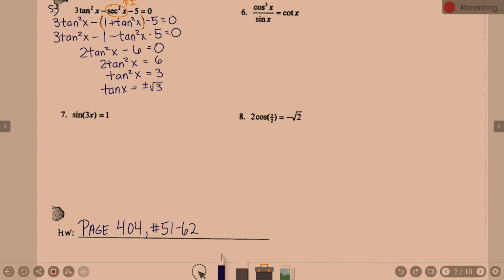So what does your brain really have to think here? My brain is really thinking, when does tangent x equal positive square root of 3? And when does tangent x equal negative square root of 3? Okay, so start with the chart. That's our starting point. When does tangent equal square root of 3? And that is pi over 3.